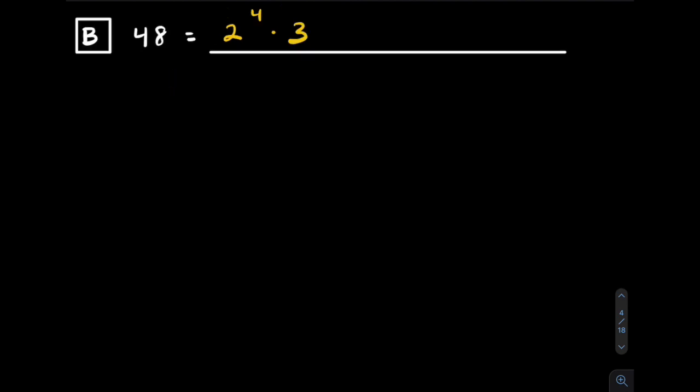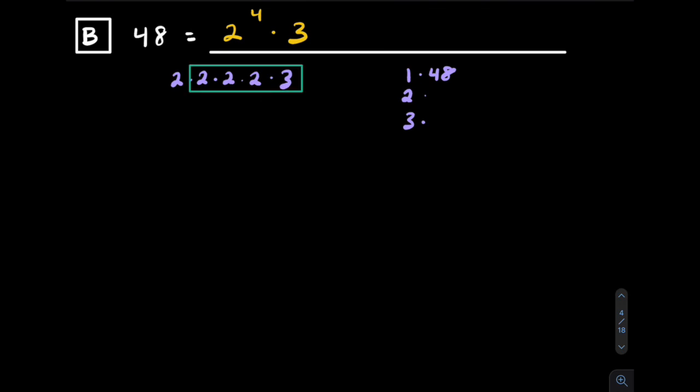Let's try this again with the number 48. First, we're going to expand the prime factorization to write 2 times 2 times 2 times 2 times 3. Next, we're going to think of what factors of 48 do we start with. Well, we always start with 1 and 48. What's next? Well, we see a 2 on our list and we see a 3 on our list. We should write both of those down.